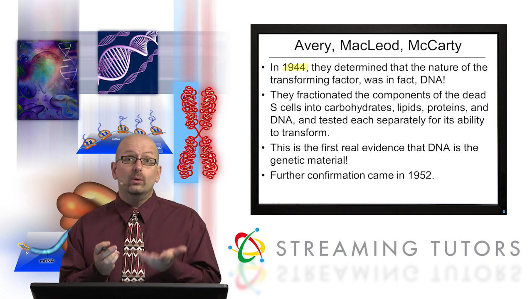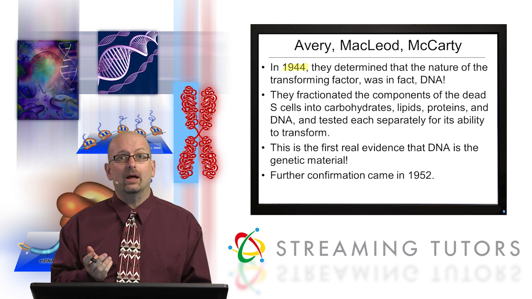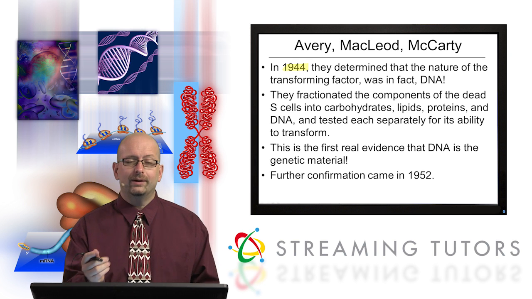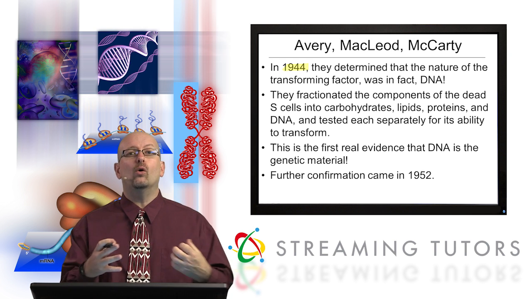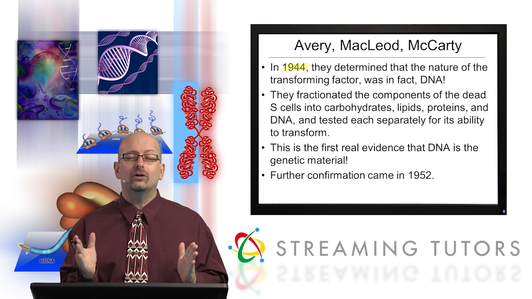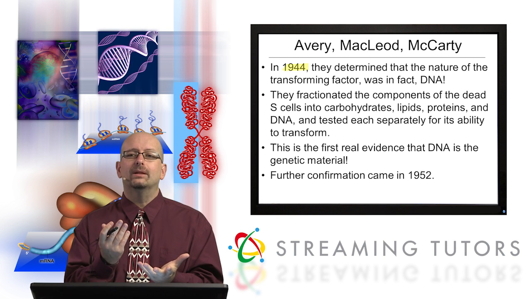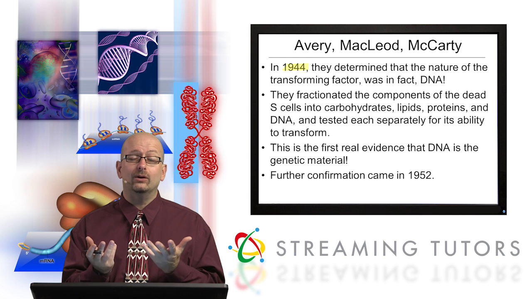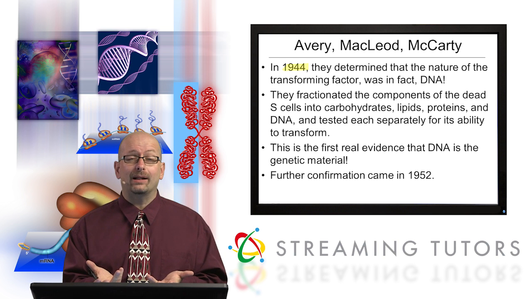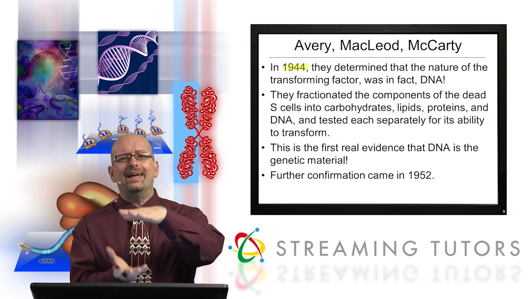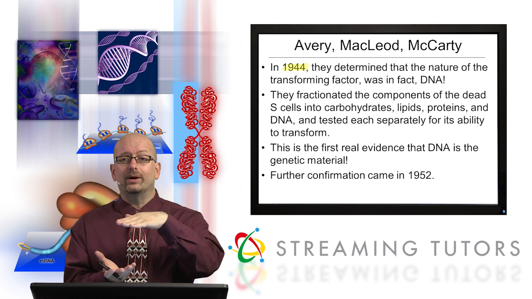They said, look, we want to know what the transforming factor is. Technology had advanced a bit since 15 years before. So one thing they did was to take the whole mixture and fractionate it. Usually this is done by centrifugation, but basically carbohydrates, lipids, proteins, and nucleic acids, including DNA, are four of the major types of biomolecules in any cell, right? And they have different characteristics and weights, etc. So you can separate them from one another.